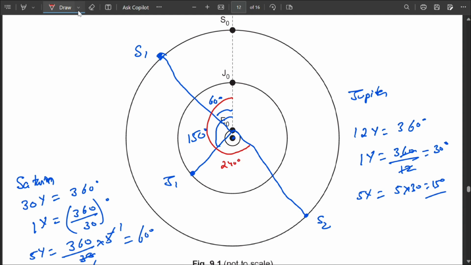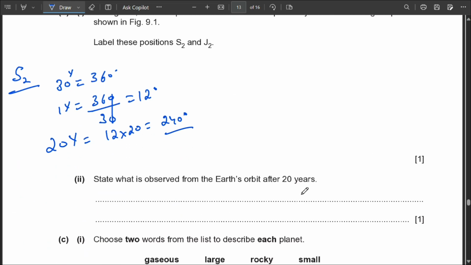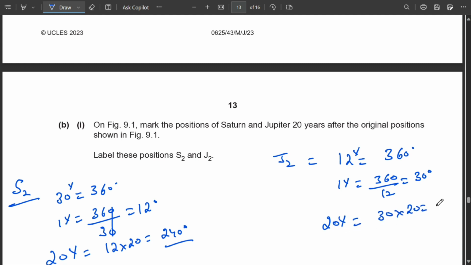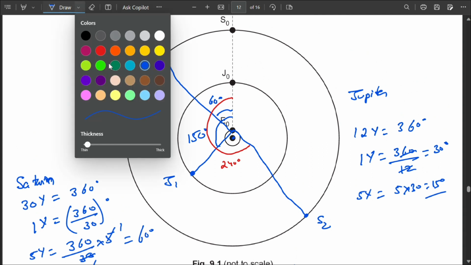Now again for Jupiter, J2. Jupiter takes 12 years to do the complete rotation, which is 360 degrees. Again, unitary method. 1 year will take 360 by 12, which is 30 degrees. And in 20 years, it will do 30 into 20, which is 600 degrees. Now, what is 600 degrees? I'm doing this in green for Jupiter.